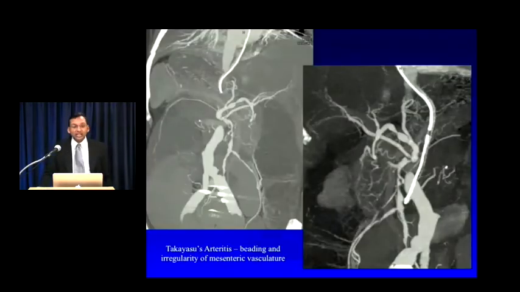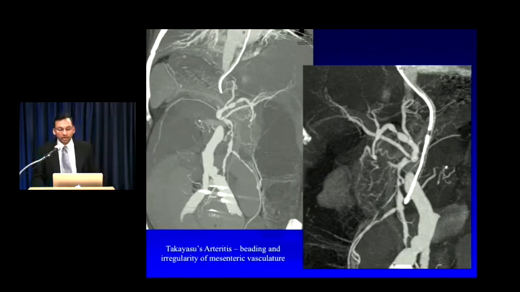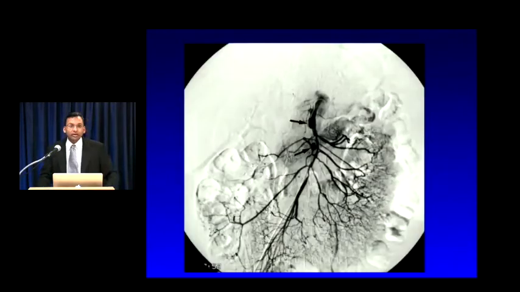Now, if you see vascular abnormalities, as in this case, then you can be even more confident about making the correct diagnosis. Notice the beading and irregularity of the mesenteric vasculature. This is not normal. These aren't normal vessels, right? So this is a patient who had Takayasu arteritis. I will admit there are going to be some aneurysms and irregularities of the vessels that are going to be difficult to see on CT and are often easier to see on angio.